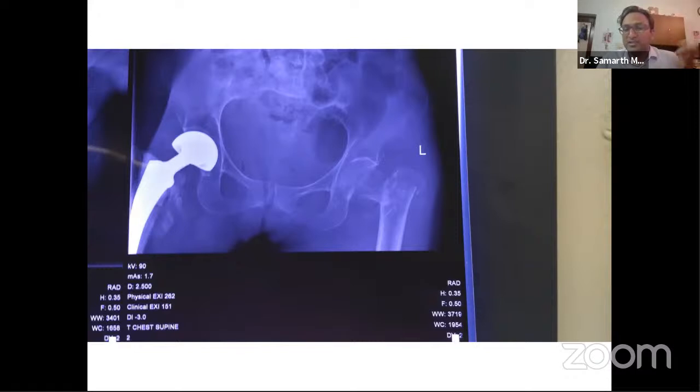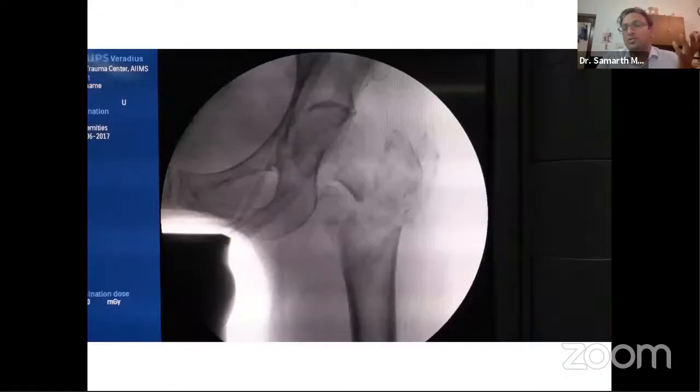Coming to a very difficult patient, this is more than a 90-year-old patient, had a bipolar of the opposite side, fractured this side. She had a recent MI, and my anesthetist would just not allow me to do a bipolar in this patient. So even though the fracture looked bad, I had no other option. I wanted to mobilize the patient, so I went in for a nail. This is how it looked on the fracture table.